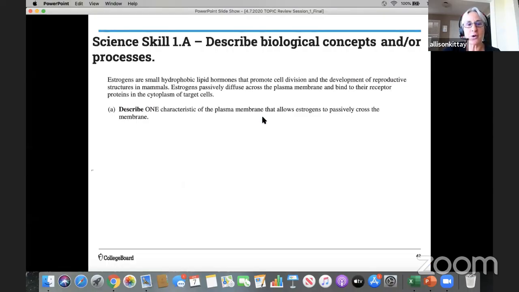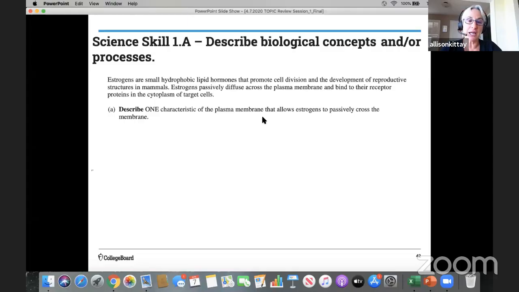Okay, so quick check for understanding is getting practice with the science skill describe. And it puts it together again with a cell membrane context. So estrogens are small hydrophobic lipid hormones that promote cell division and the development of reproductive structures in mammals. Estrogens passively diffuse through the plasma membrane to bind to their receptor proteins in the cytoplasm of target cells. Describe one characteristic of the plasma membrane that allows estrogens to passively cross the membrane.